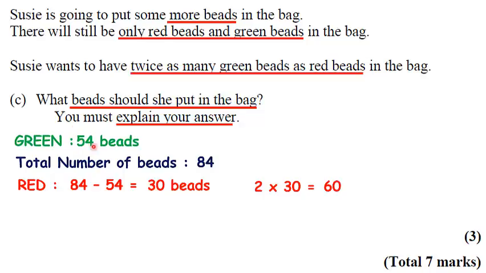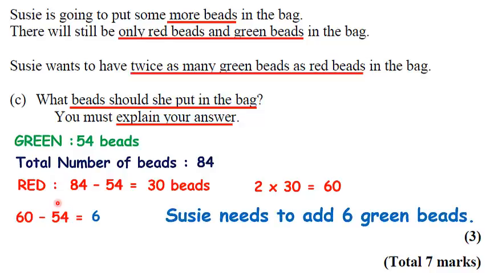So that means that if she had 60 green beads, that would be what she wants to get. So she should be putting 6 more of these green beads back in. So 60 take away 54, that's where I got my 6, and that's what she needs to do. She needs to add 6 more green beads.